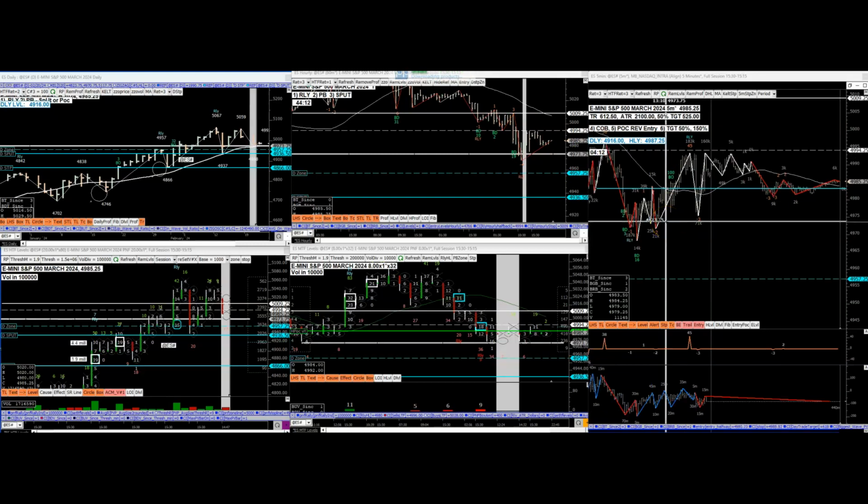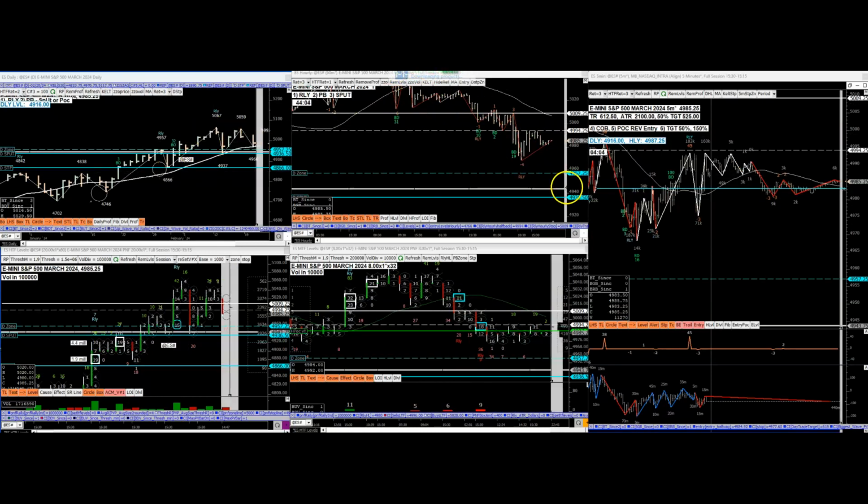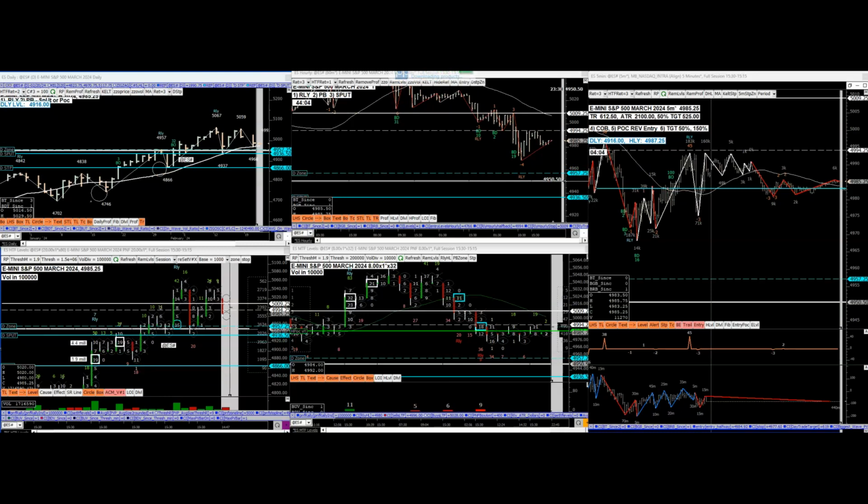And the hourly is down, but it's just the daily's up, and the hourly is basically a pullback. That's what you need to know.